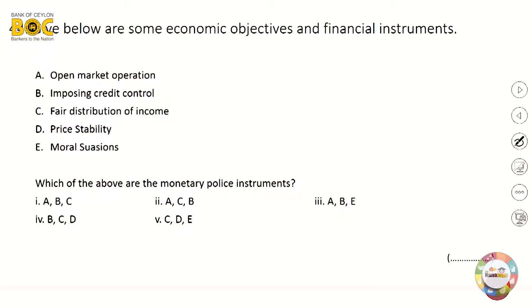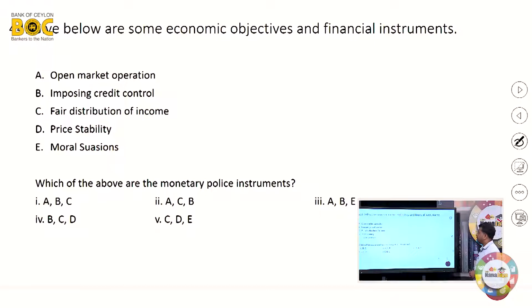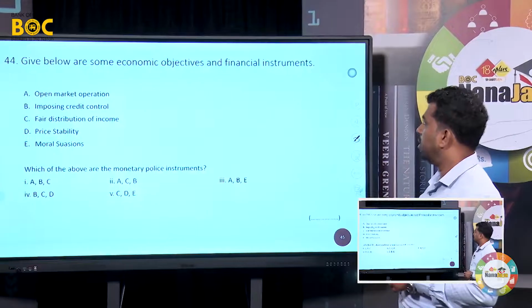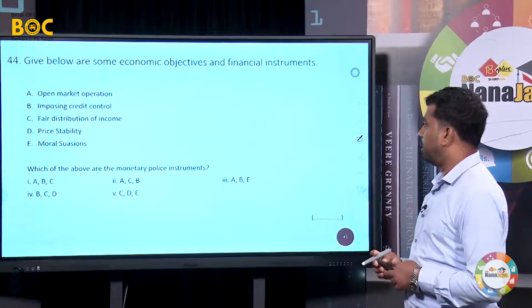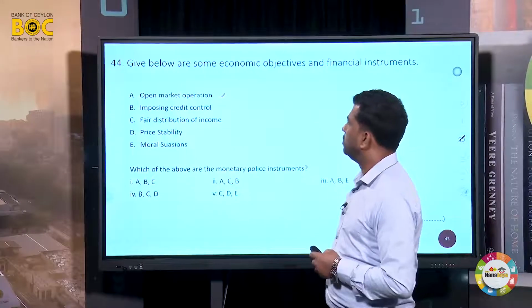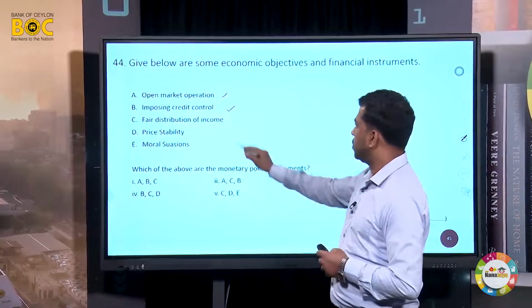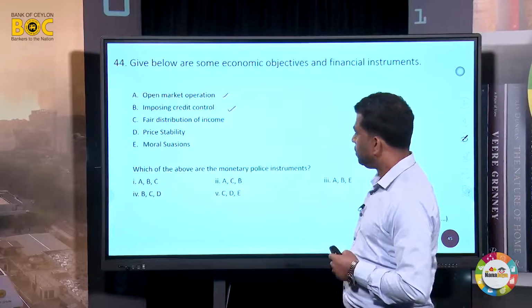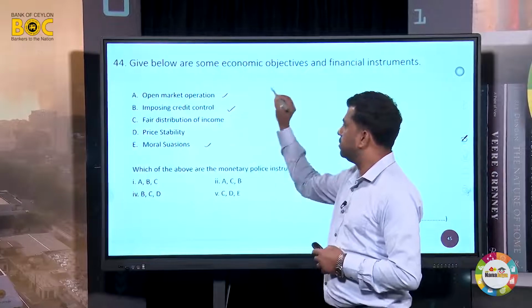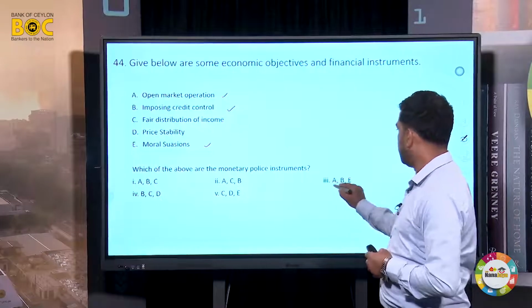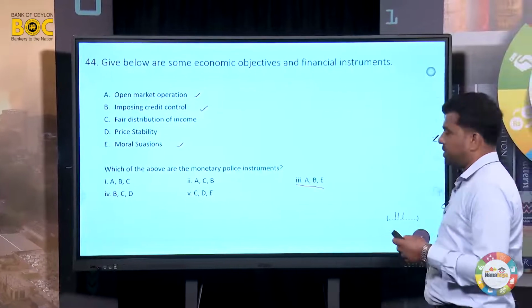Given below are some economic objectives and financial instruments: open market operations, imposing credit control, fair distribution of income, price stability, moral suasion. Which of the above are monetary policy instruments? Open market operations, imposing credit limit. This is also economic. This is an economic objective. Price stability, objective. Moral suasion, monetary policy instrument. A, B and E. Third one is the answer for this question.